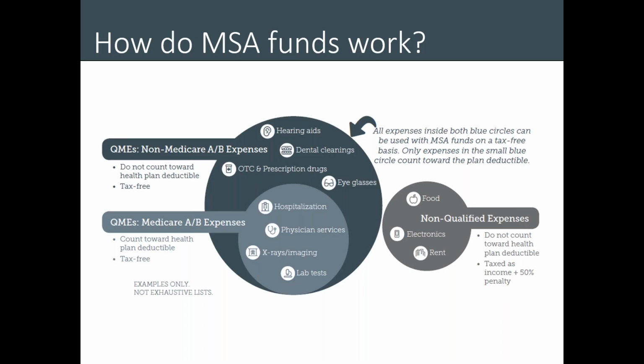I know that's what I'd be using it for. So that's one of the things I love about this plan: you can use those MSA funds for things outside of what counts towards the deductible. That's great. What you shouldn't use it for is stuff like food, electronics, rent, things that are not qualified medical expenses. That's a huge no-no. Your client will get a little note from the IRS because that's going to be taxed as income, and they'll get a 50% penalty. Don't use it for that.